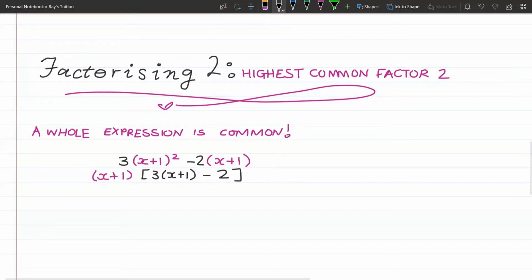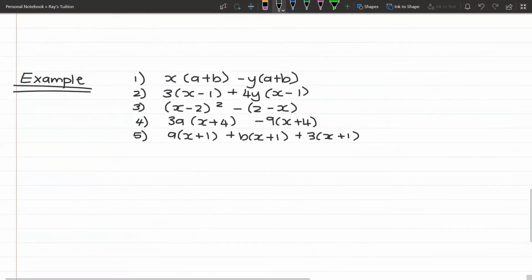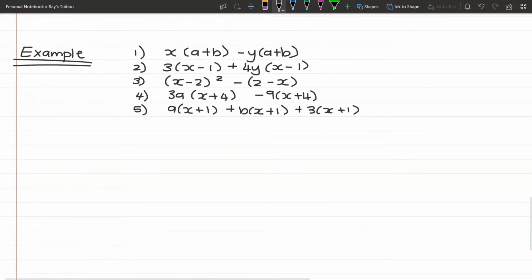The (x + 1) over here is then factorized out. Then what we can do is simplify this. So this becomes (x + 1), and then we're going to use our distributive law, and this becomes 3x + 3 - 2, and then this finally becomes (x + 1)(3x + 1), once we have simplified these two like terms. Okay, so let us have a look at some examples. Once again, please pause the video and attempt it by yourself before going through it together.